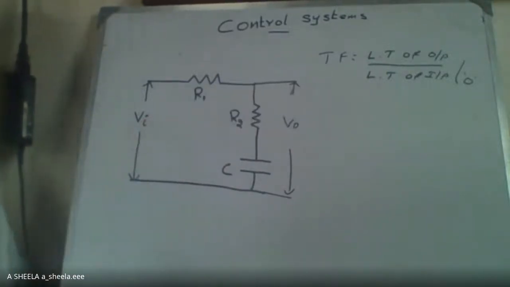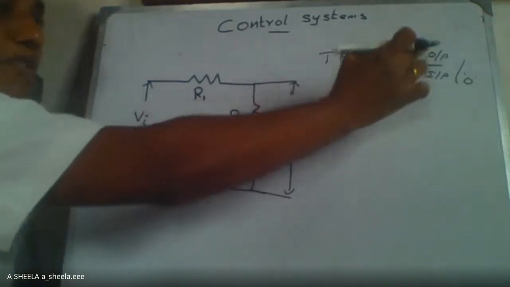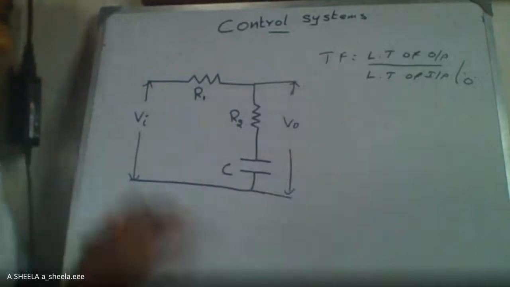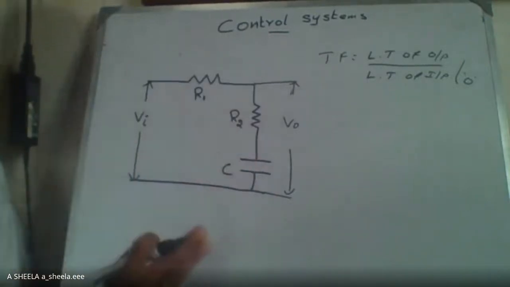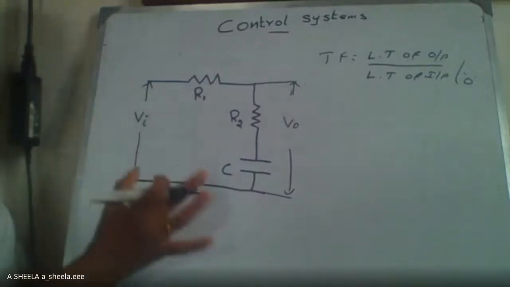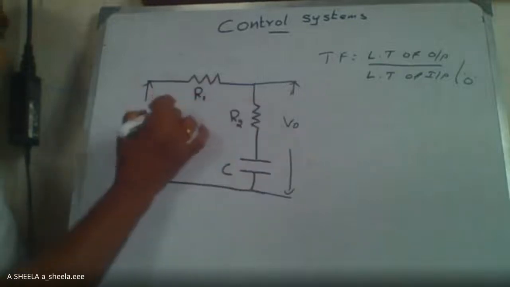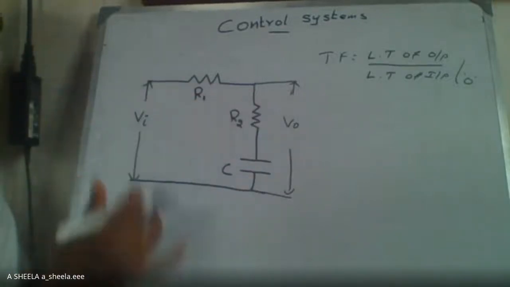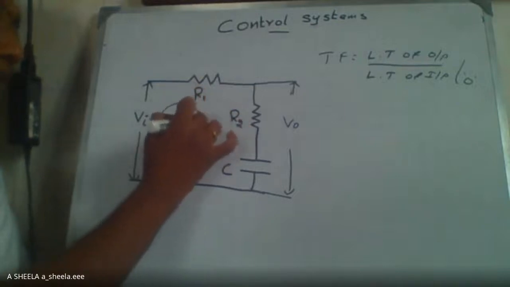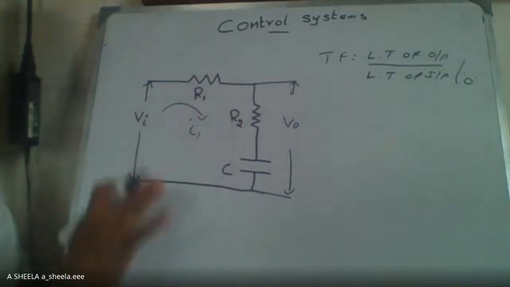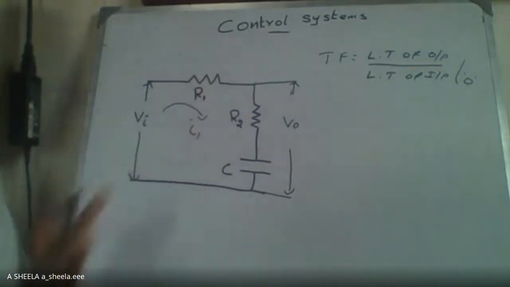Now we have to take the Laplace transform of output and the Laplace transform of input. So we have to write the input equation and output equation for this problem. The input term is voltage, and the output is V naught, the output voltage. Here they have not represented the current, but we can take I1 or simply I as the current.